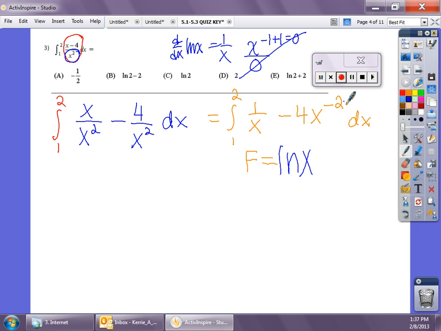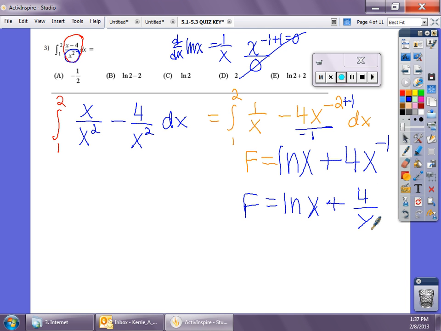And then this guy, we're going to add 1 to the power, which would get it to be a negative 1. And then we're going to divide by the negative 1. So what does that give us? It gives us positive 4x to the negative 1 power. I'm going to rewrite that because I'm going to evaluate that, and I don't like negative powers when I'm evaluating.